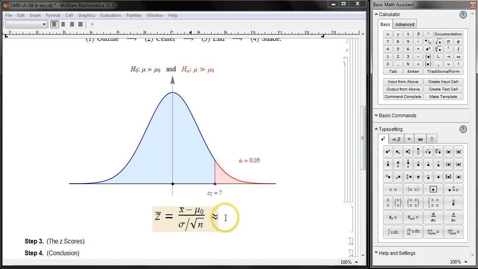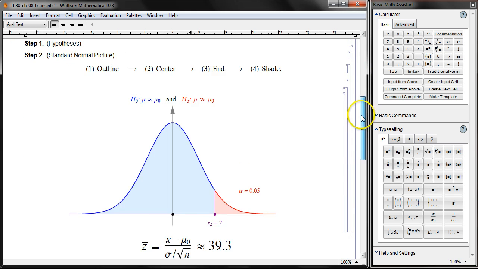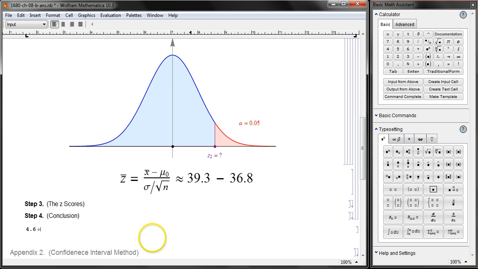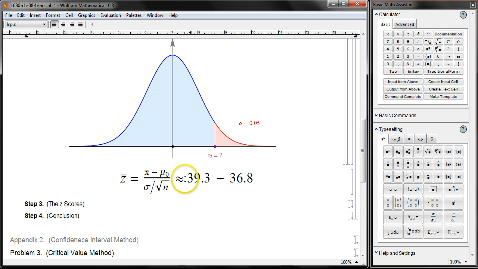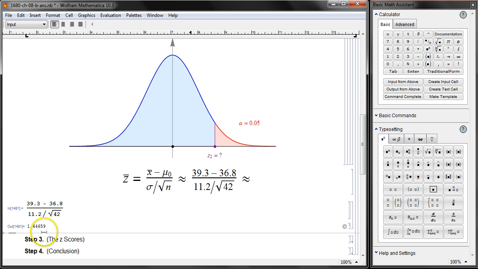It's going to be what? 39.3. Read the problem carefully. X bar is 39.3, and the center is 36.8, which is 4.68 ounce servings, and the standard error is 11.2, the standard deviation, over square root of 42, the sample size, and you can explicitly calculate this quantity by punching it into a calculator. Turns out it is about 1.44 something.